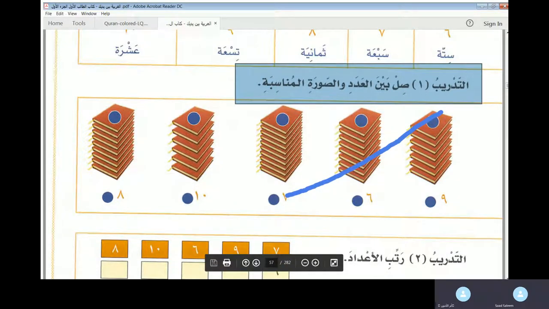The exercise. The first exercise. Connect between the number and the appropriate picture.